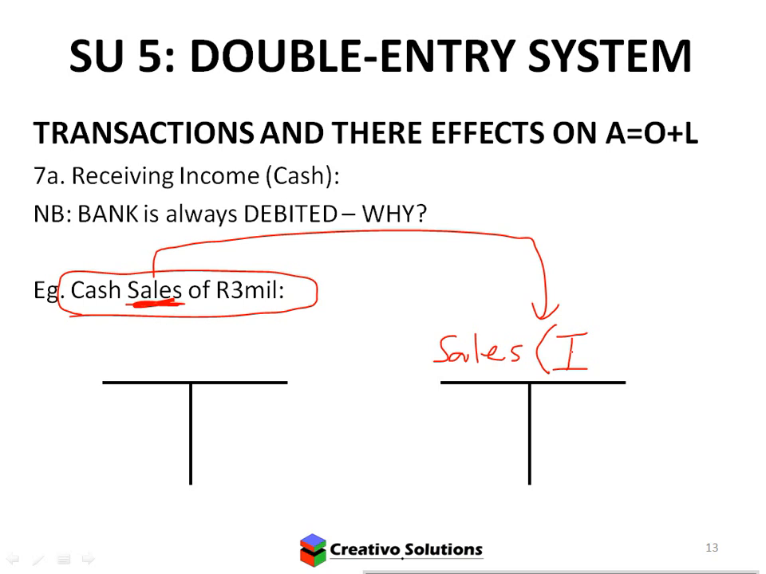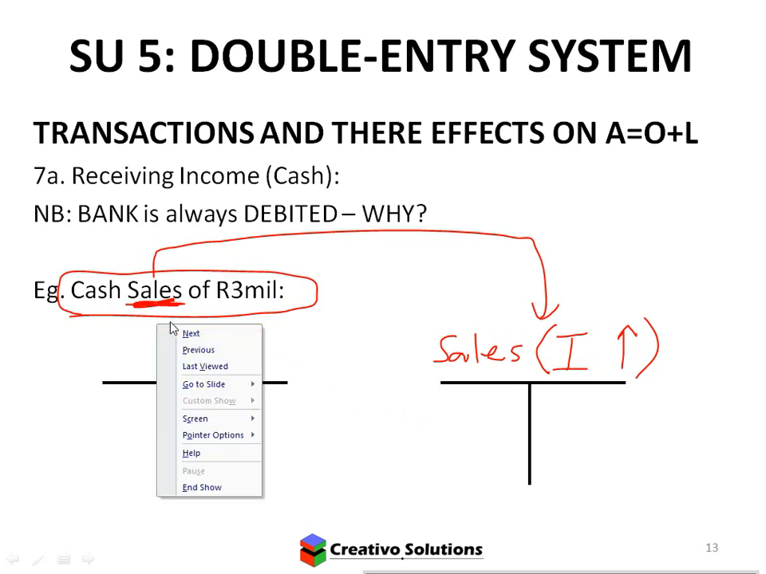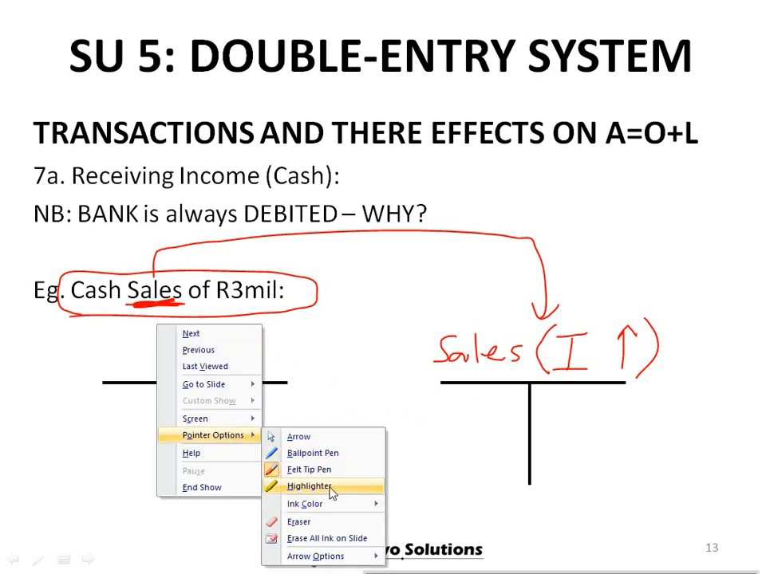Do you agree? What is happening to the income? It's increasing because you're selling. I had 0 sales, now I've sold. Now I've got 1 sale. Does that make sense? Okay. What am I getting from the sale? Cash.